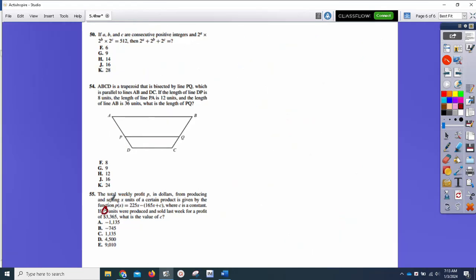So again, this is my X, and this is P. So 3365 equals 225 times 75 minus 165 times 75, and I'm distributing this negative here, minus C. Then I just do some calculations here, and I'll be done with it. So I'm going to evaluate this, see what that is. I got 4,500.